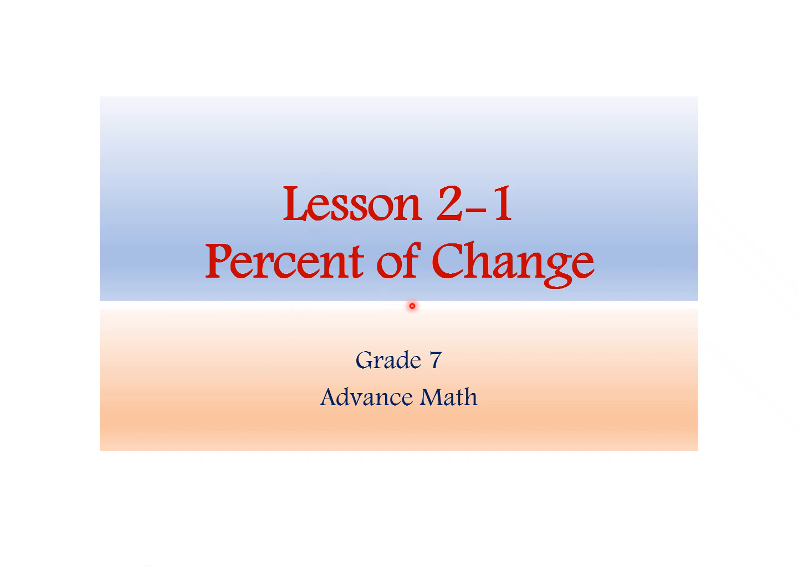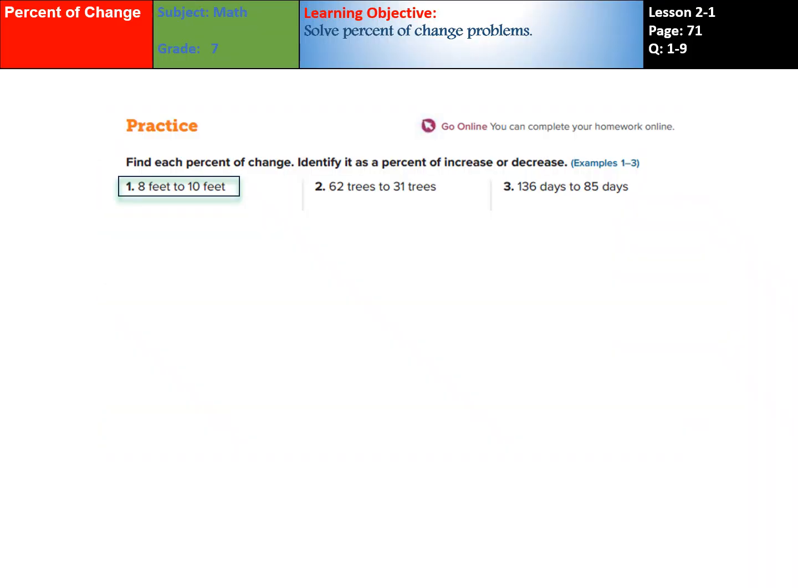Hi everyone, today in this video we will learn about percent of change. Find each percent of change, and identify whether it is a percent of increase or decrease. We will look at the two numbers. If the first number is small and the second number is big, it means the number increased. This number was 8 and it became 10. It means the percent increased.